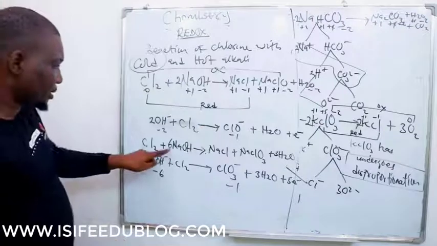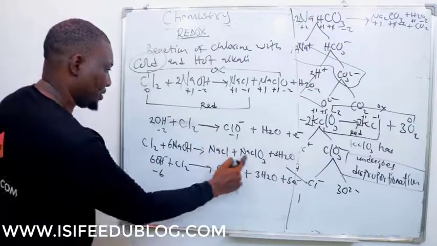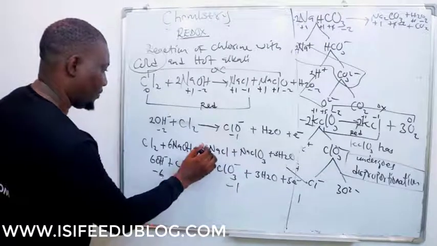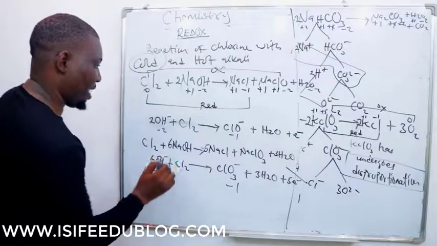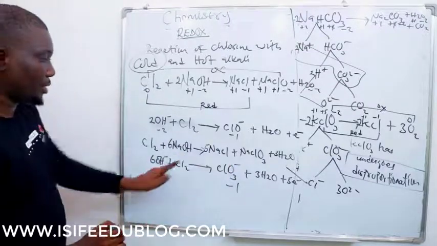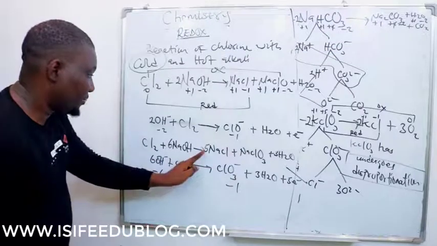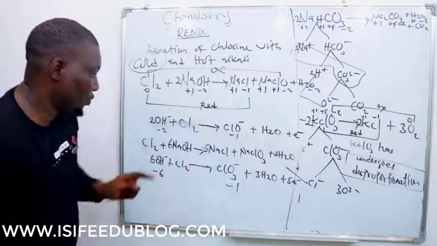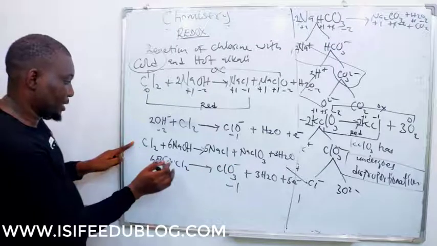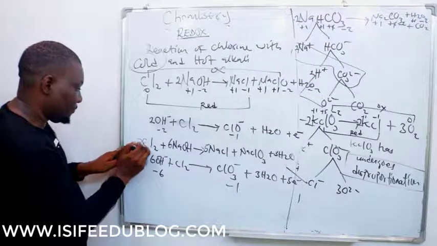Since I have 1 here and 1 here, I cannot have 6. If I have 6 of this here, adding this one will give me 6, 7. So here we'll have 5, just 5 here, and then 1 here. 5 here, 1 here is 6, balanced. So I have 5 chlorine, 1 chlorine, 6. So I still have to add 3. Normally I'm supposed to add 3 here because of this, so I'm going to add 3 here to see if it's going to balance.